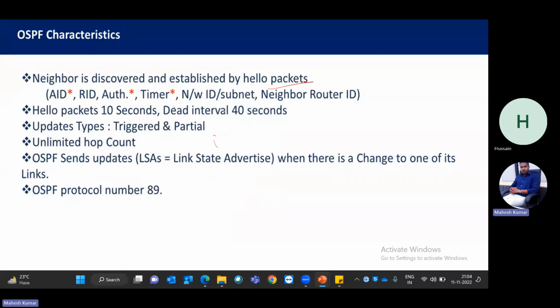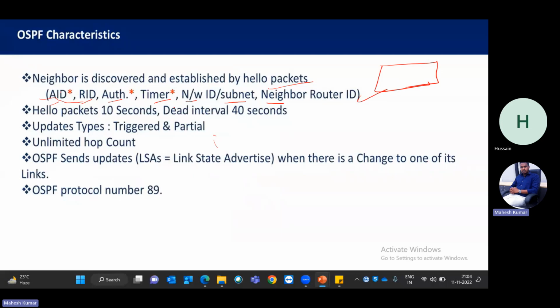A neighbor is discovered and established by the hello packet. Under this packet, there is an area ID, router ID, authentication, timer, network ID, and the subnet along with a neighbor router ID. So these many details are available under the one packet. In the OSPF hello packet, these many details are available.